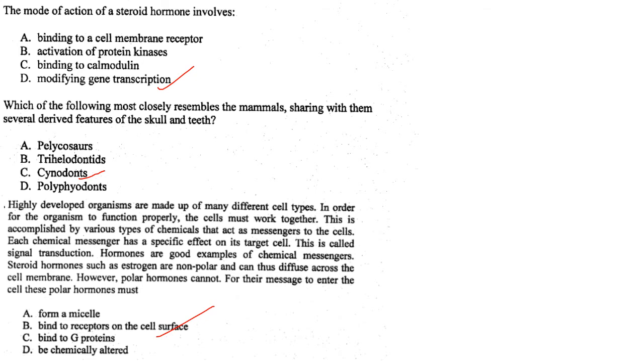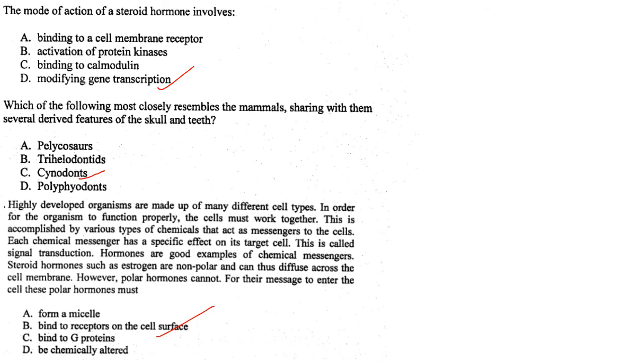Then next one. Highly developed organisms are made up of many different cell types. In order for the organism to function properly, the cells must work together. This is accomplished by various types of chemicals that act as messengers to the cell. Each chemical messenger has a specific effect on its target cell. This is called signal transduction. Now hormones are good examples of chemical messengers. Steroid hormones such as estrogen are nonpolar and can thus diffuse across the cell membrane. However, polar hormones cannot.